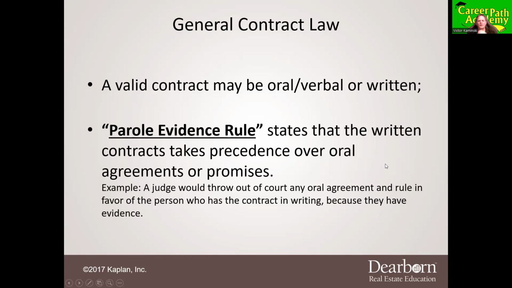You need to know what the four essential elements of a valid contract are and what the three forms of legal consideration are that we just went over as well.